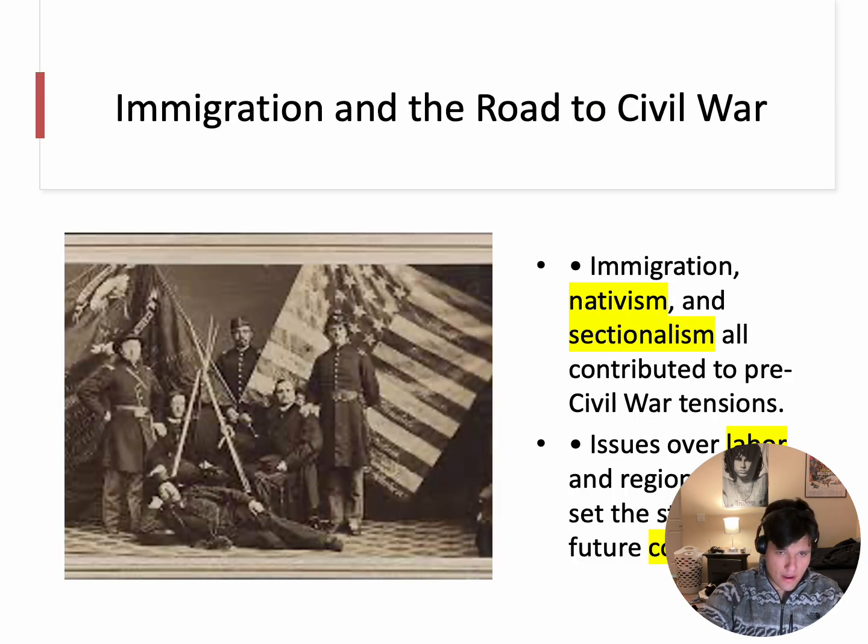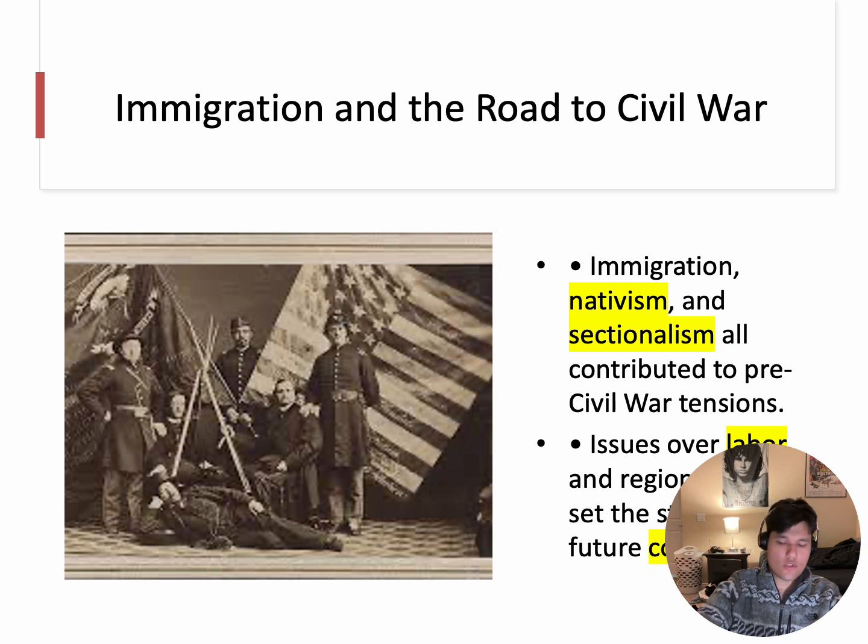In this slide, we're going to be talking about immigration and the road to the Civil War. So by the 1850s, immigration, nativism, and sectionalism had created a volatile atmosphere in the United States, right? Disputes over the labor systems and the regional identities intensified, setting the stage for the Civil War. Immigration had added yet another layer to the North and South divide. As we talked about in the previous slides, they wanted to keep everything the same.